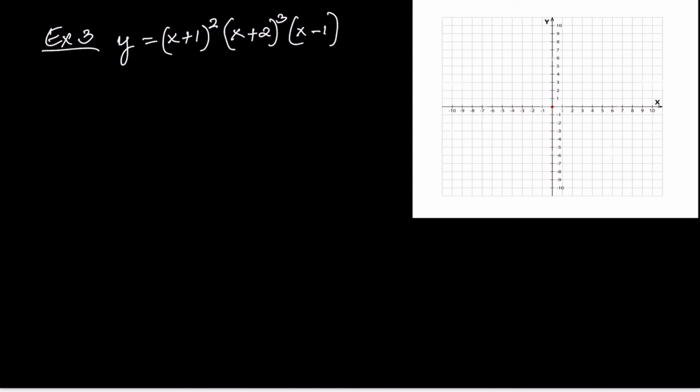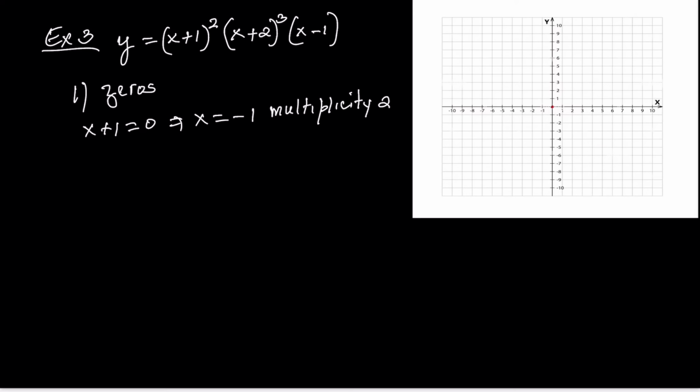Example 3. We have y equal to the quantity x plus 1 all squared times the quantity x plus 2 all cubed times the quantity x minus 1. Step 1. Zeros and multiplicities. Set x plus 1 equal to 0. This gives x equal to negative 1. The multiplicity is 2. Set x plus 2 equal to 0. This gives x equal to negative 2. The multiplicity is 3.